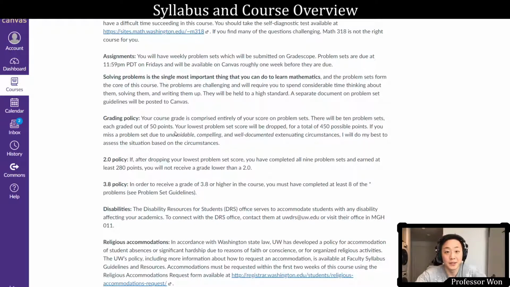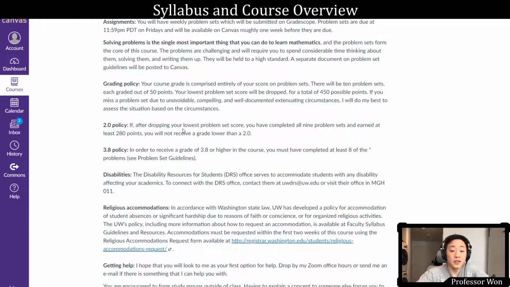It's not my responsibility. Okay, during these COVID quarters, we're also required to have a 2.0 policy, which is the following. If after we drop the lowest problem set score, you've completed all 9 of the problem sets, and you've earned at least 280 points, then I guarantee that you won't receive a grade lower than a 2.0. I don't know what the final scale will be, but I can guarantee that 280 points will guarantee you nothing lower than a 2.0.